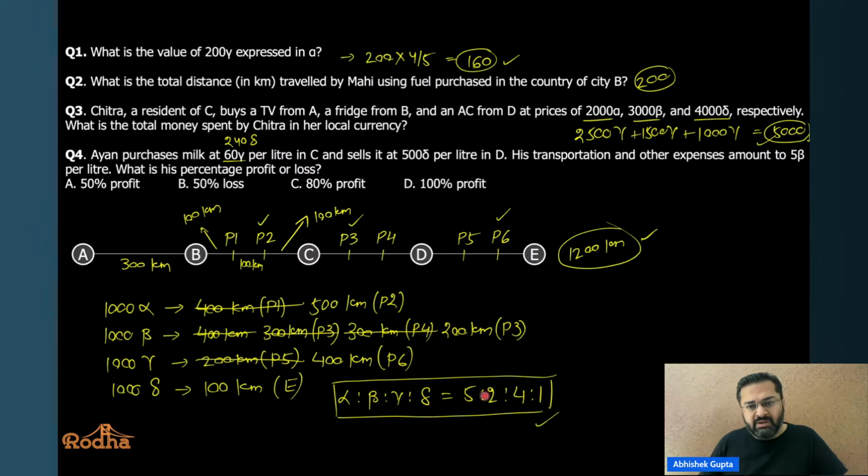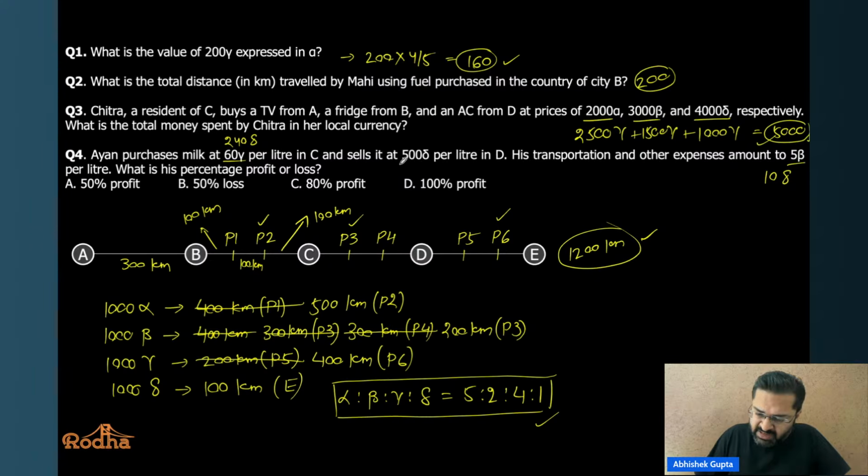5 beta. If you look at this, beta and delta, which is more valuable? Delta is the worst currency, the one with the least value. So beta is also more valuable. How much? Twice. So this 5 beta would become how much? 5 into 2, which is 10 delta. So what is the total expenditure? His transportation and other expenses amount to 5 beta per liter. So the rate is 60 gamma per liter, which is the same as 240 delta, and this expense is 10. So 240 plus 10 would be 250, and he sells at 500.